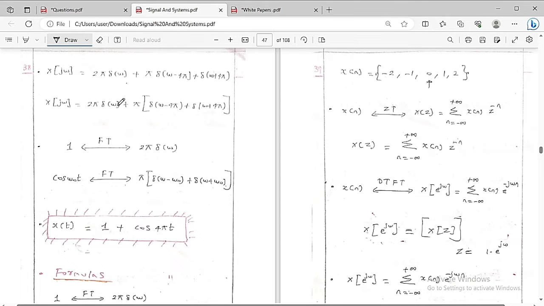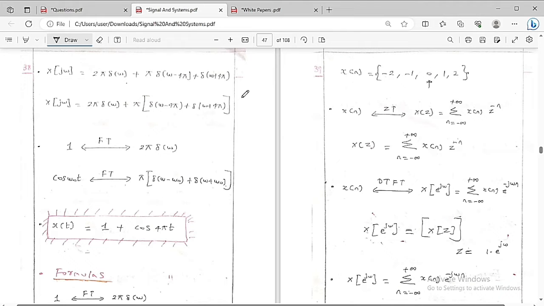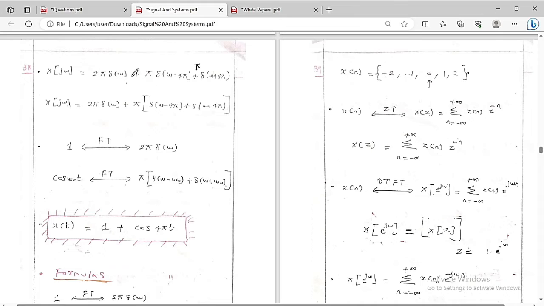Now, they are already given the Fourier transform of a signal, which is X of j omega equal to 2 pi delta of omega plus pi delta of omega minus 4 pi plus, here there is an extra pi also, right? A small correction here: here also pi is there, I had not written it. So pi delta of omega plus 4 pi is there. This is the Fourier transform of the signal they have given. In these two terms I am going to take pi as common. Then X of j omega is equal to 2 pi delta of omega plus pi times delta of omega minus 4 pi plus delta of omega plus 4 pi. So this is the Fourier transform expression they are given.